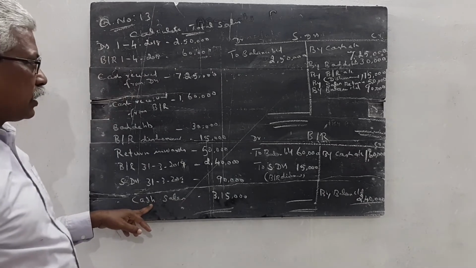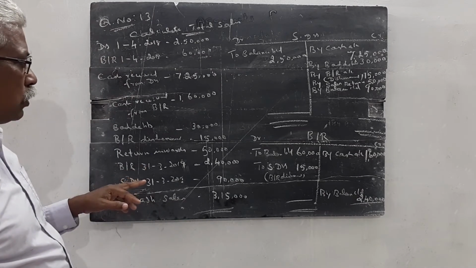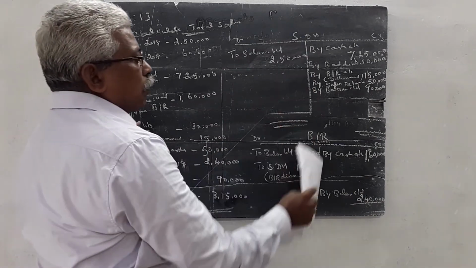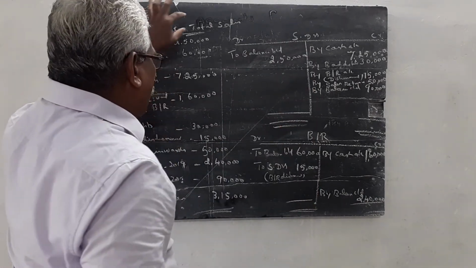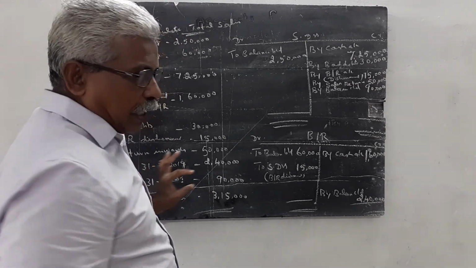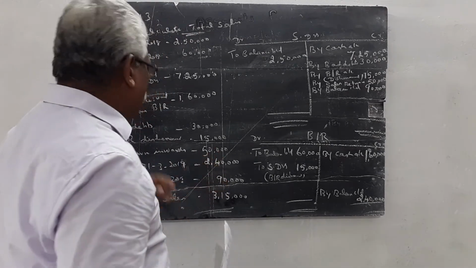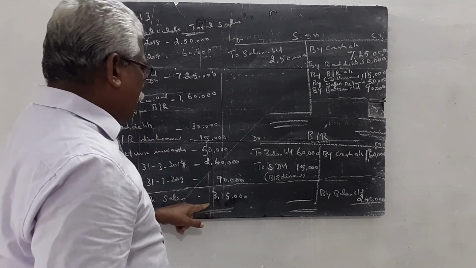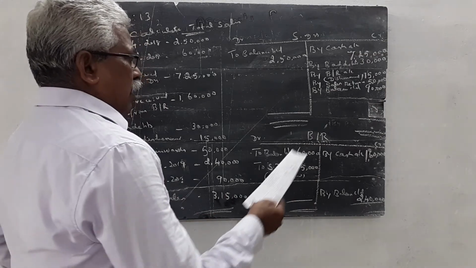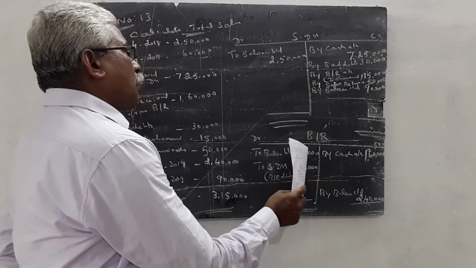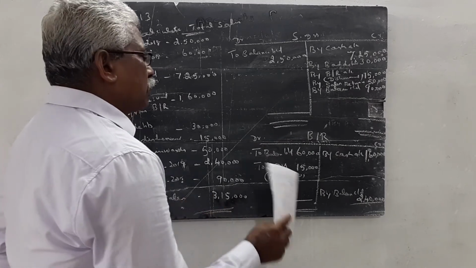This cash sales is not taken in any sundry debtors account or bills receivable account. At the time of calculating total sales, this cash sales is also included. Cash sales plus credit sales is equal to total sales. Only at that time this cash sales is taken. Cash sales is not entered anywhere. In the sundry debtors account, the cash sales is not entered. In the bills receivable account also, this cash sales is not at all entered.